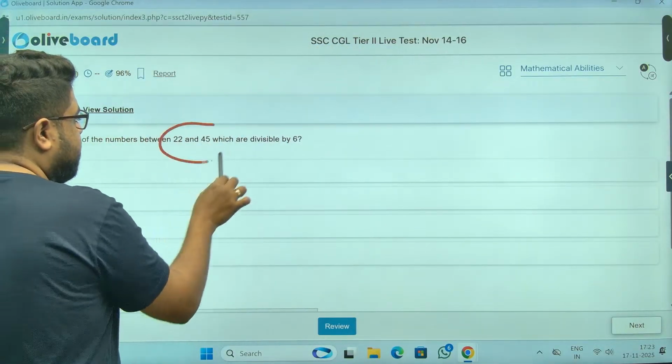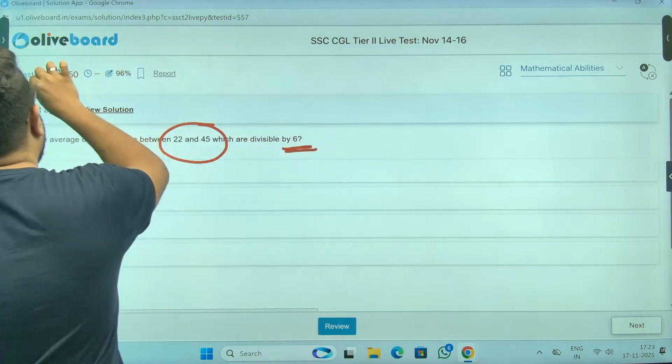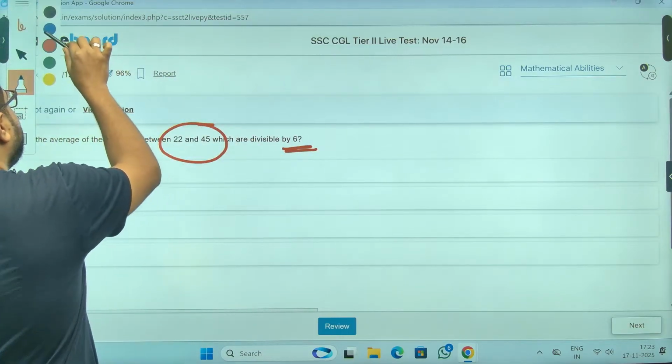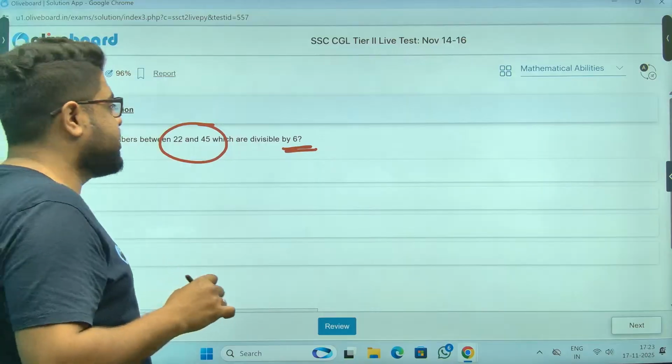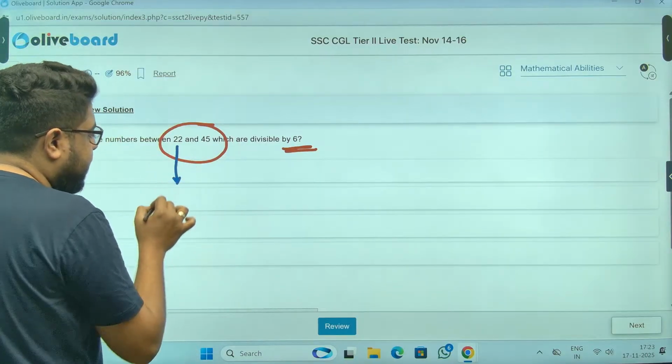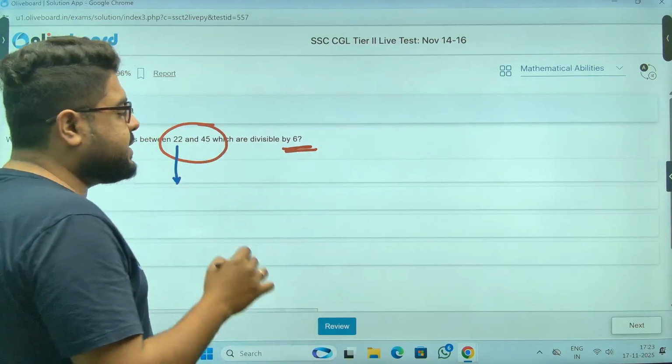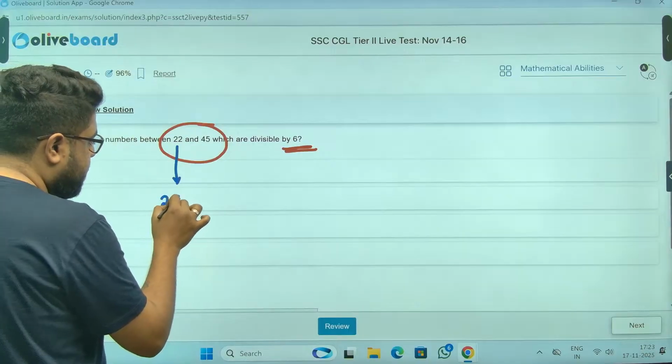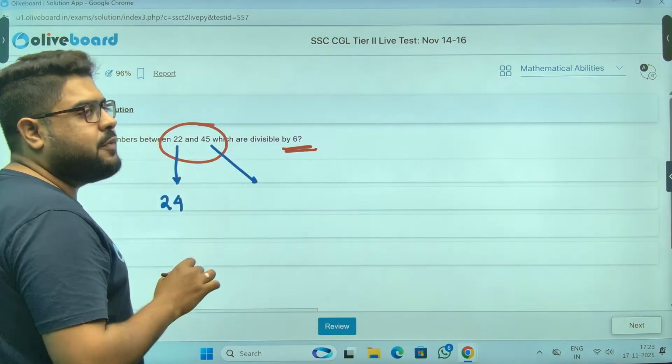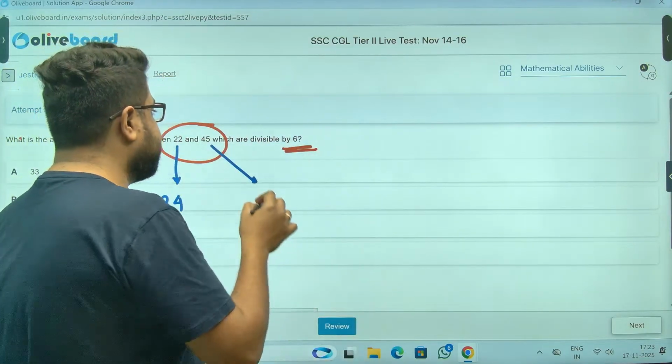Average between these two numbers divisible by 6. Sir, whenever you see this, I told you the concept of AP you always use. So just right after 22, which number is divisible by 6? Sir, 24. Just right before 45, which number is divisible by 6? Sir, 42.